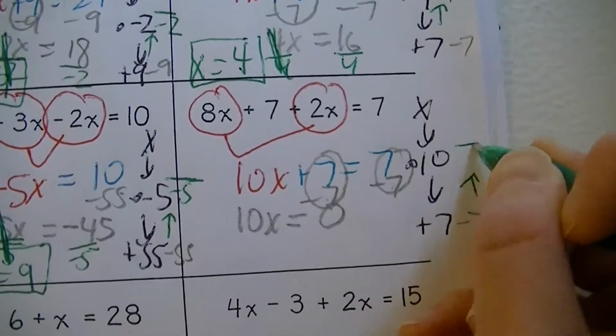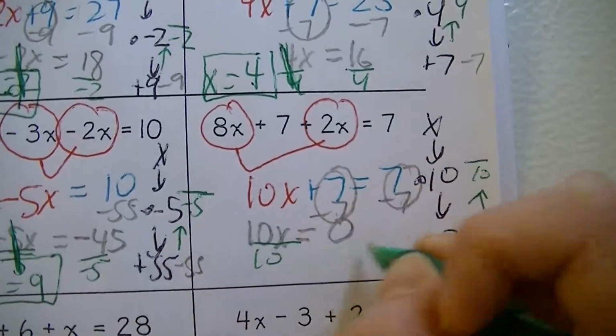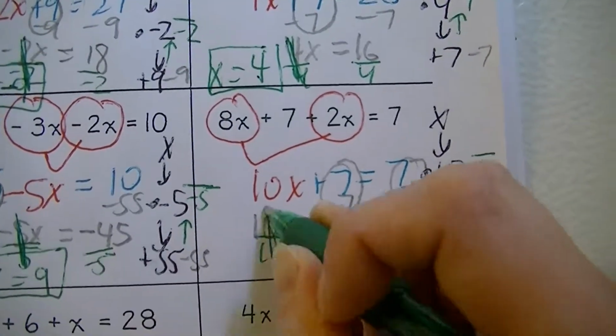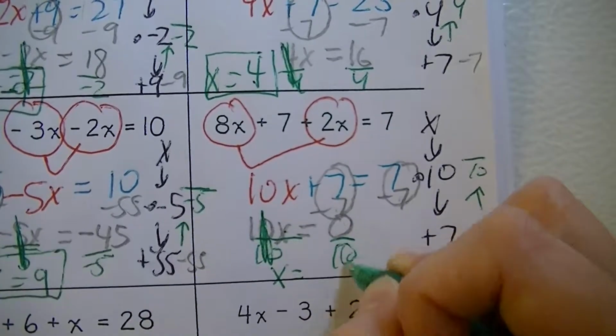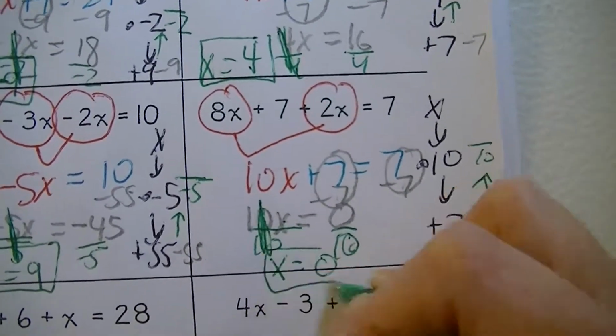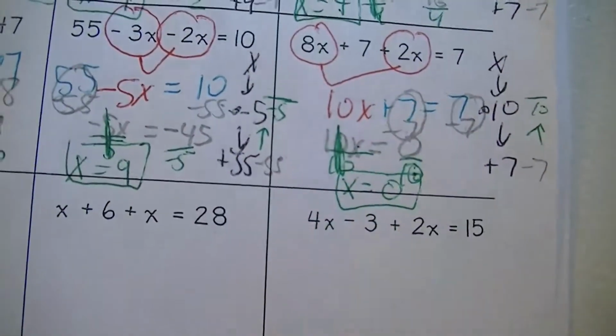Inverse operation of times 10 is to divide by 10, so you do that to both sides of that equal sign. 10 divided by 10 is 1. 1 times x is 1x, or x. 0 divided by 10 is 0, so the solution is 0.